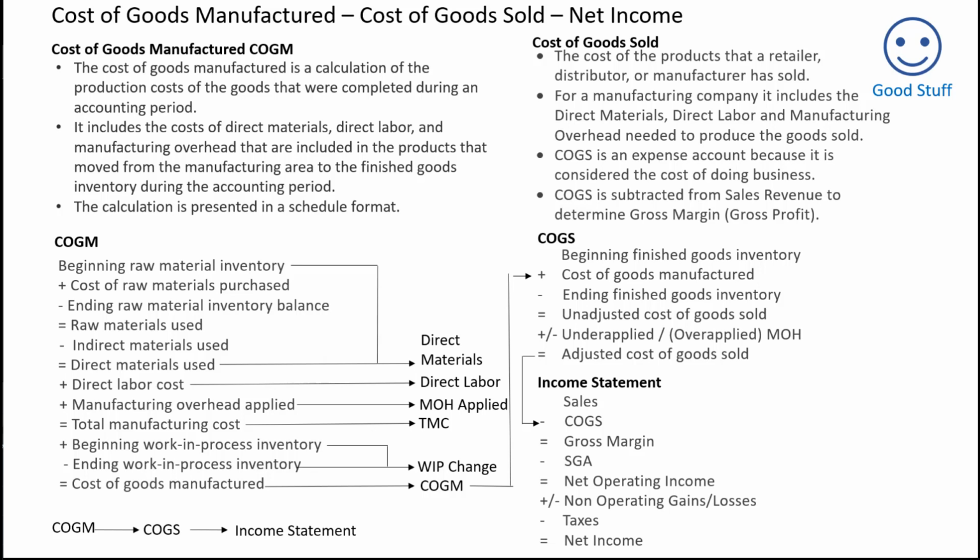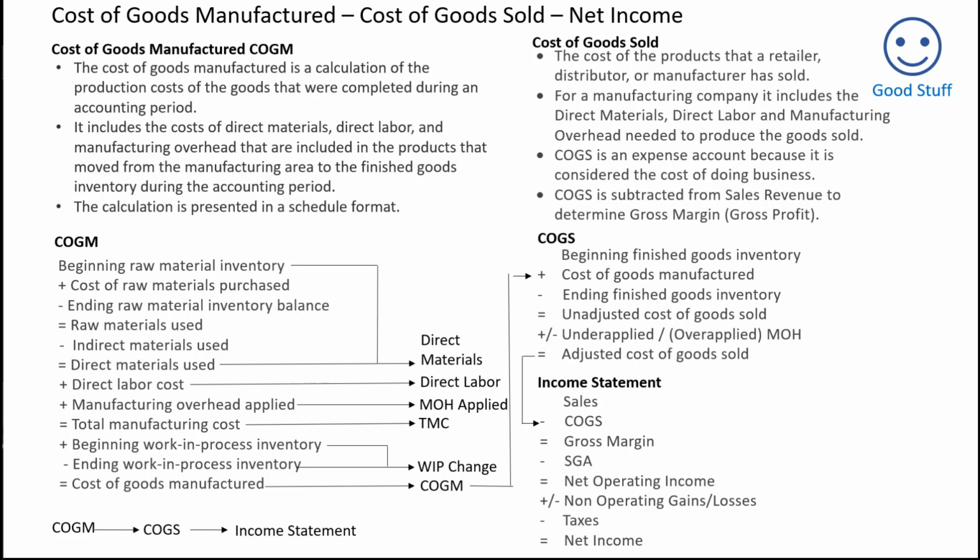You should note that there are basically 6 sections to the cost of goods manufactured schedule. The first section is the determination of the direct materials used, followed by direct labor. The third section is to add the manufacturing overhead applied. In the fourth section, we add the direct material, direct labor, manufacturing overhead applied to get total manufacturing costs. In the fifth section, we adjust for the change in the work in process inventory. And then finally, the sixth part is the calculation of the cost of goods manufactured total.